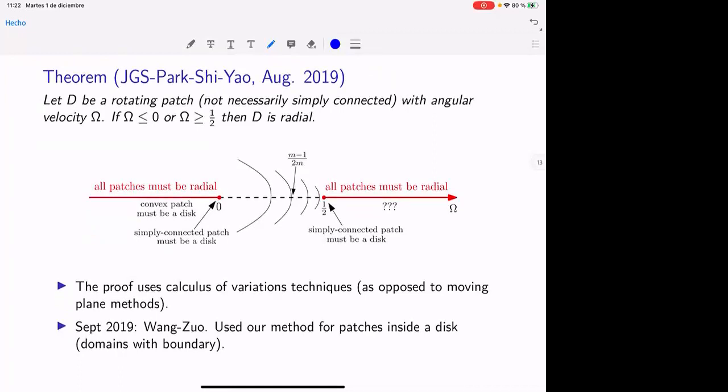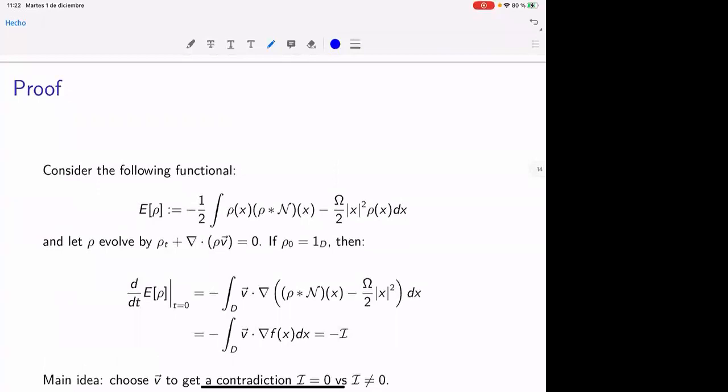Okay, so let me outline the proof in the easiest case of all of them, which is the case where we have a patch, and the patch is simply connected. And then I will build from there and move on to the more general case. Okay, so as I said, the proof is variational.